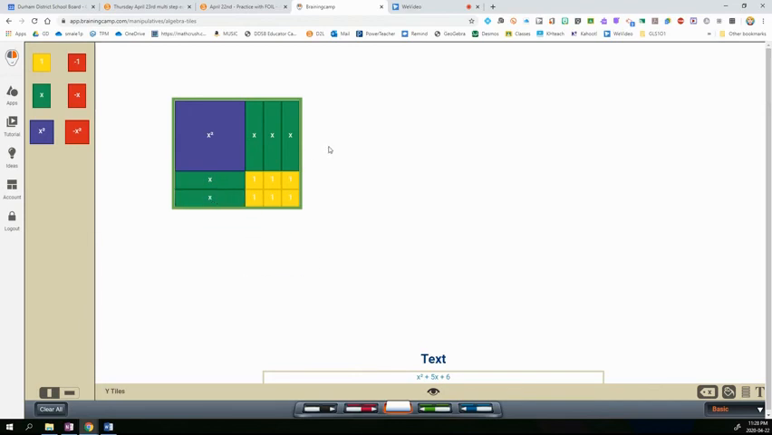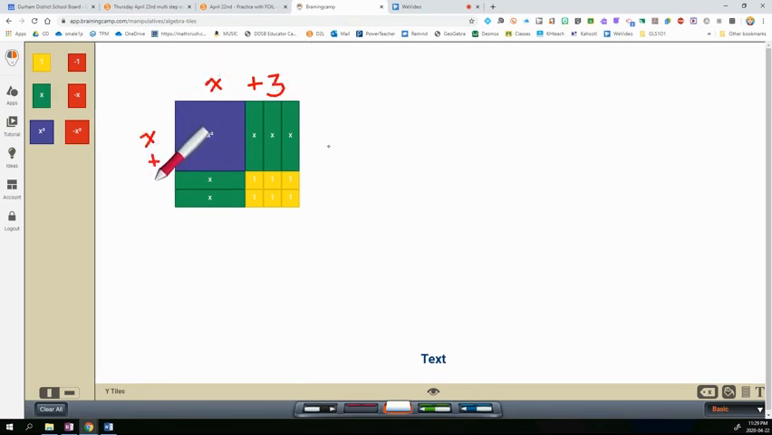So what we started out with was x squared plus 5x plus 6. Okay, that's what we have. And let's count the length along here. Remember, the length of these tiles is x. The length of this tile here is x. And then we have positive 1, 2, 3. So plus 3. And then down the side, we have x plus 2. Down the side, 1, 2. So therefore, we can say that our factored form is (x + 2)(x + 3).